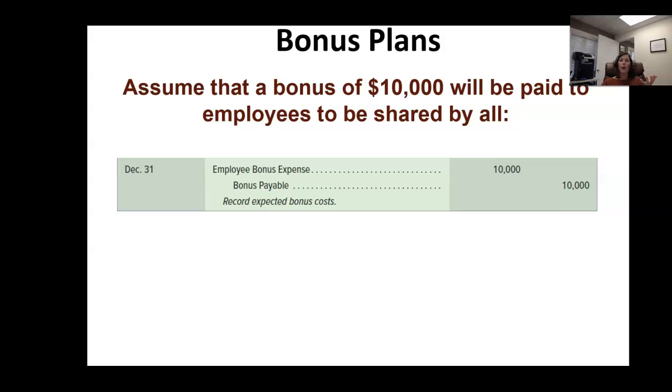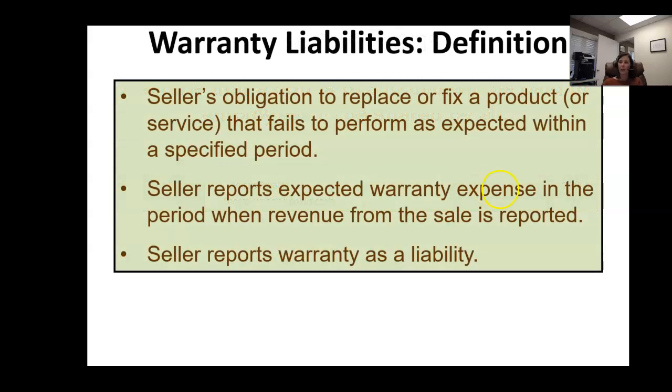Here is a way in which we would record a bonus that we're going to be paying to employees. So this is going to be a shared bonus, not for one particular employee. We'll somehow come up with a way to allocate it, but we still want to record the fact that we are obligated to pay $10,000 to one or more employees, and we have an expense.